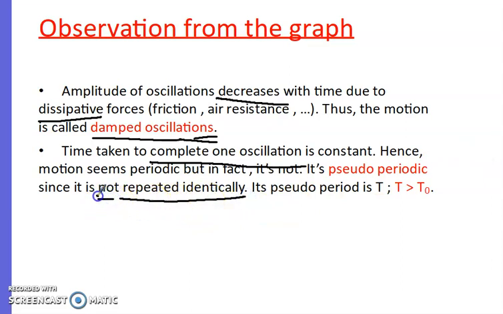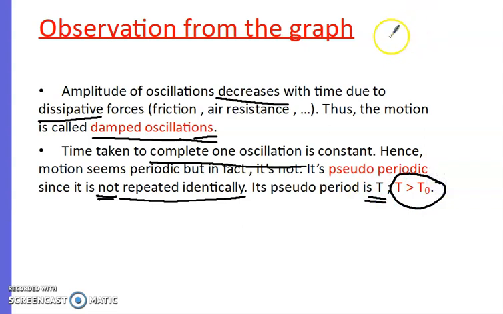Because the amplitude decreases, in reality the wave cycle is not repeated identically as in the previous cycle, since the amplitude is smaller. That's why the motion is pseudo-periodic, and the pseudo-period is T. T is always bigger than T0.